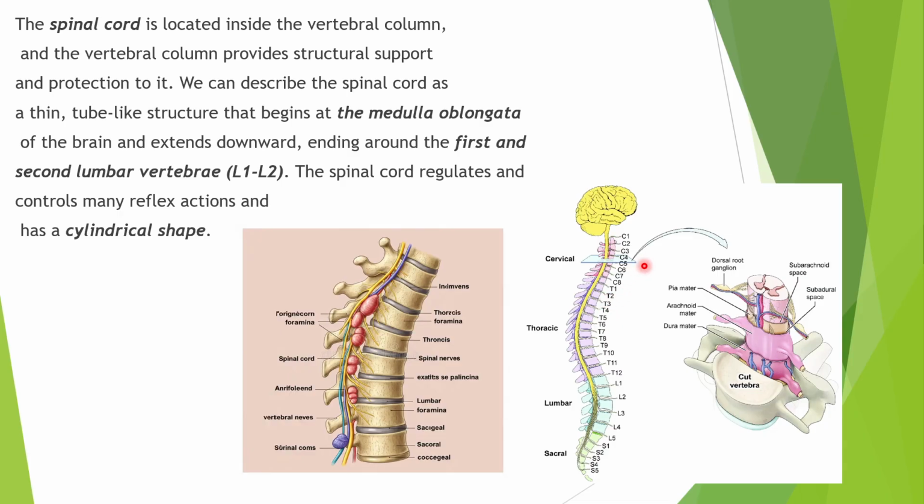So we can describe the spinal cord as a thin tube-like structure that begins from the medulla oblongata of the brain. The brain has three parts: pons, medulla oblongata, and the cerebellum. From the medulla oblongata, this thin tube-like structure begins and extends down to the first and second lumbar vertebrae. The spinal cord controls many reflex actions, and it is cylindrical in shape. You can see it is cylindrical in shape.